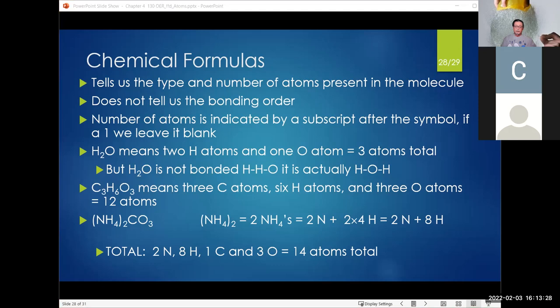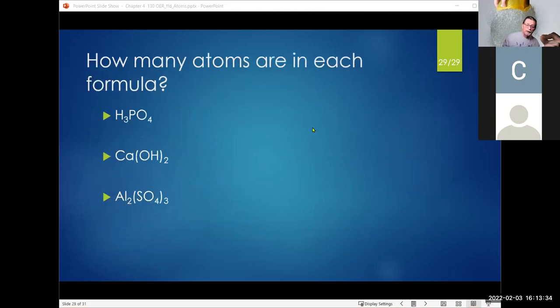All right, I think I've got one more slide. And then I'm going to show you one more thing and we'll call it a day. Here, H3PO4.